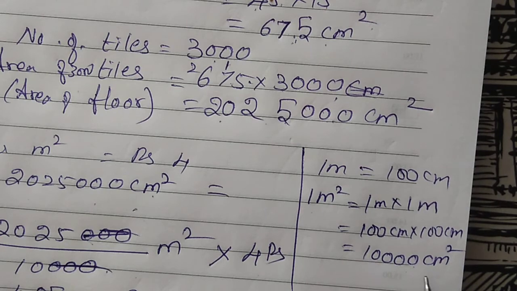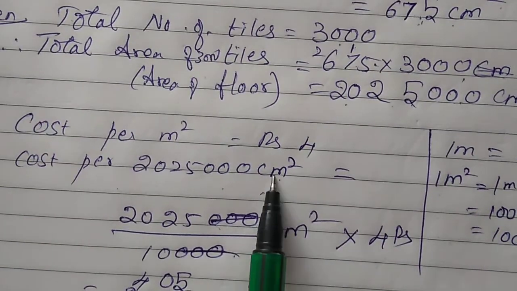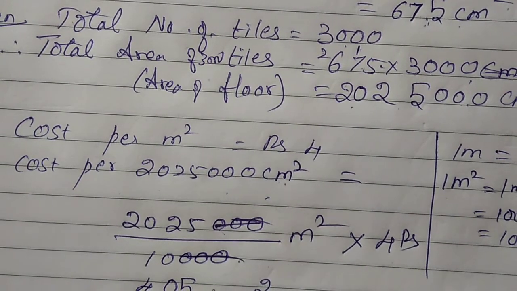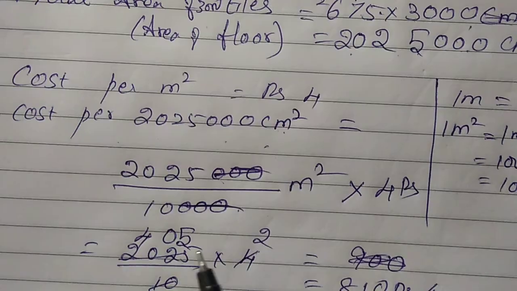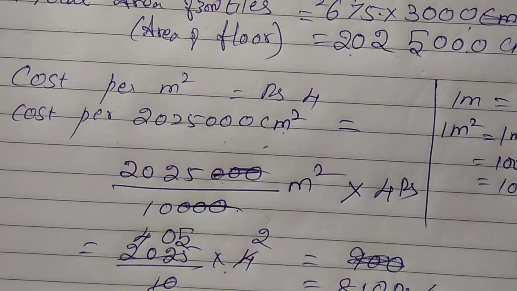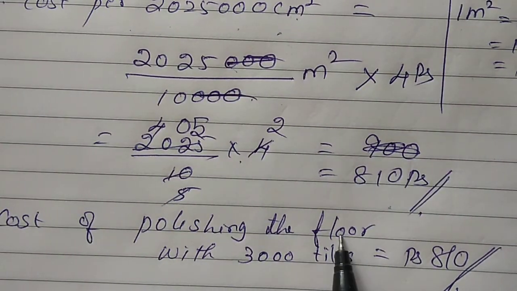So we convert that centimeter squared into meter squared by dividing it. And they have given cost per meter squared is 4 rupees. So what is the cost we found? That we multiplied by 4, which is 810 rupees. So cost of polishing the floor with 3000 tiles is 810 rupees.